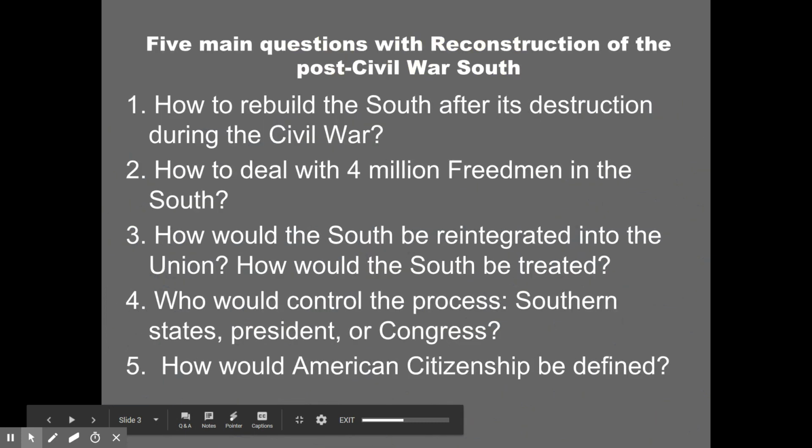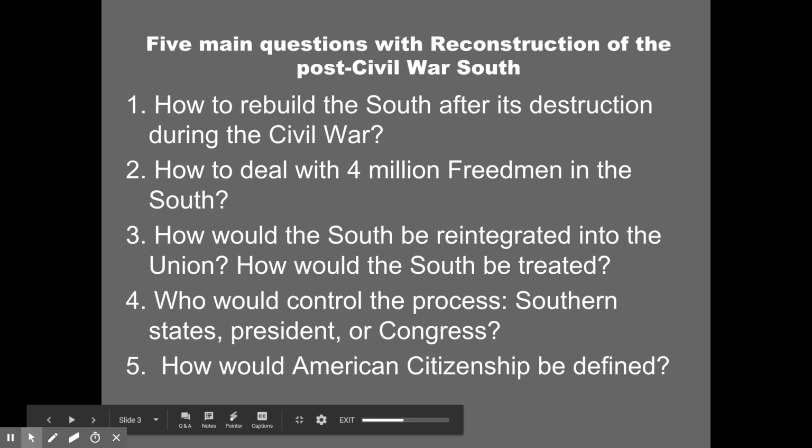If we were going to think about questions leading up into Reconstruction, it is: how do we rebuild the South after its destruction during the Civil War? We destroyed its infrastructure, we destroyed their economy. How do we rebuild the South after the Civil War? You have 4 million slaves that were freed as a result of the Emancipation Proclamation. Well, now we've got to find them jobs, and we've got to provide support for them as well. So how do we deal with newly freed slaves in the South? How would the South be reintegrated into the Union? What kind of plan do we have in place?